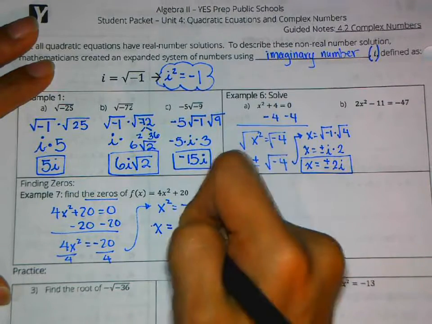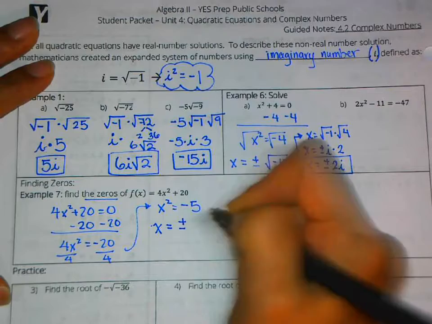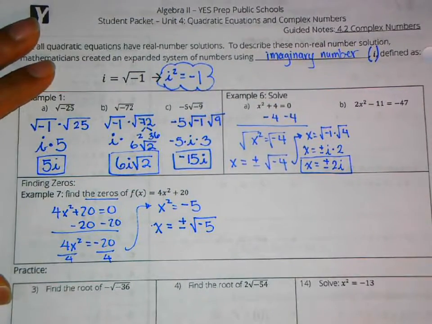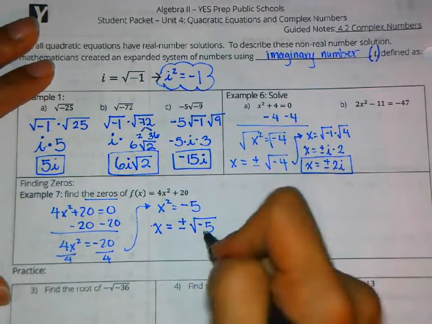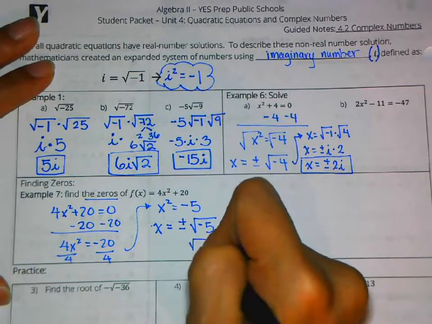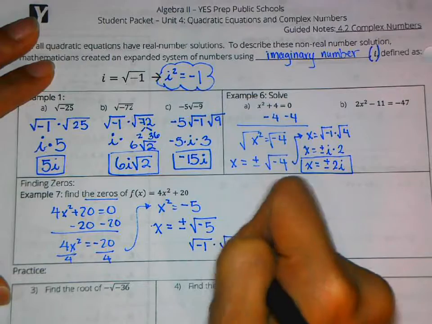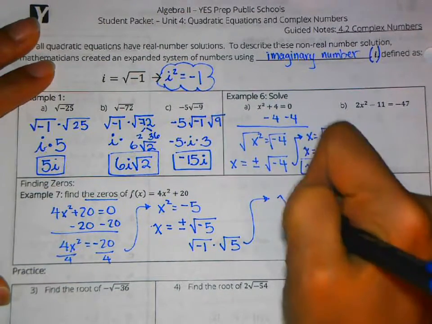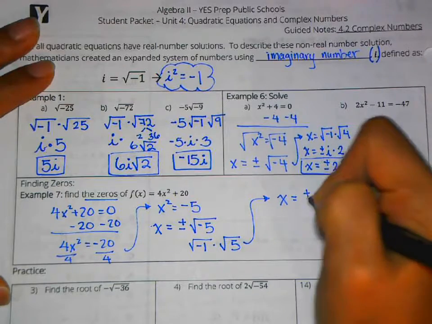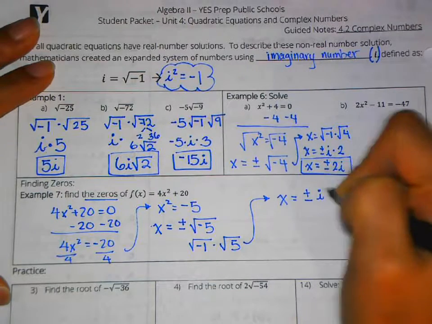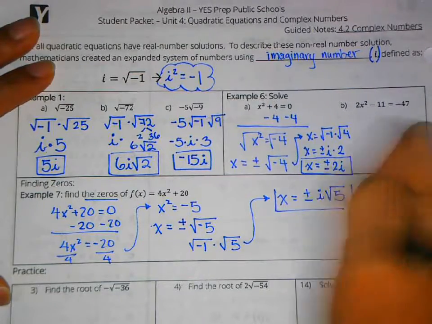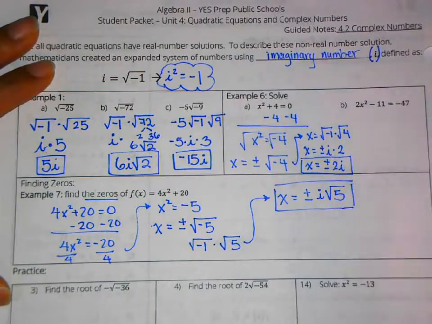x is equal to, when I take a square root, I get plus or minus square root of negative 5. Again, this is where we split up the negative 5 into negative 1 and 5. So that's going to give me x is equal to plus or minus i times square root of 5. Final answer, since square root of 5 cannot be simplified further.